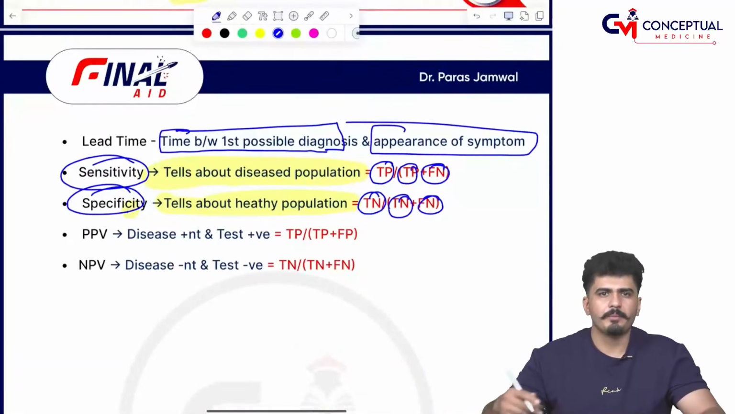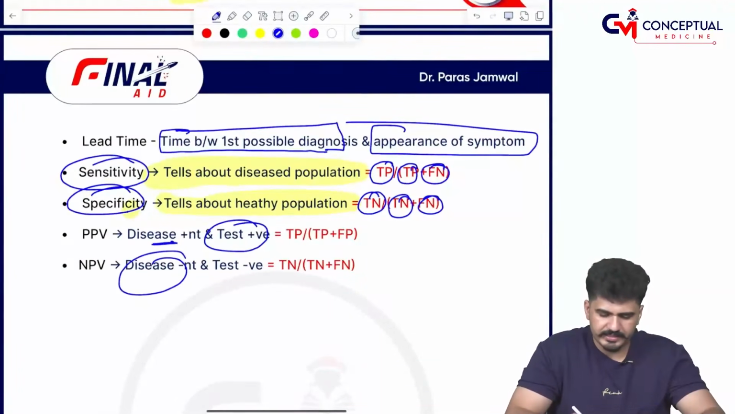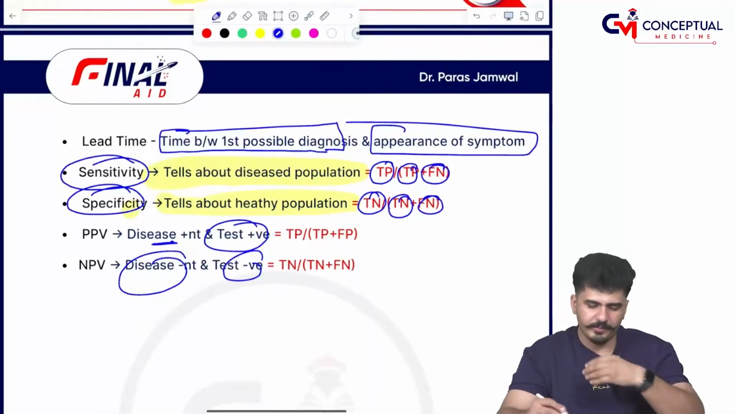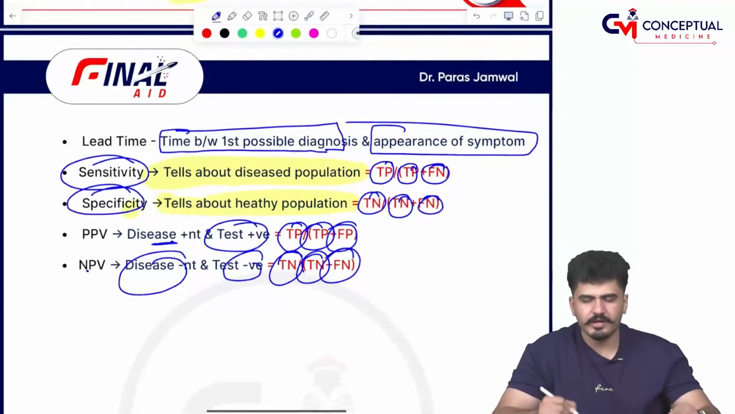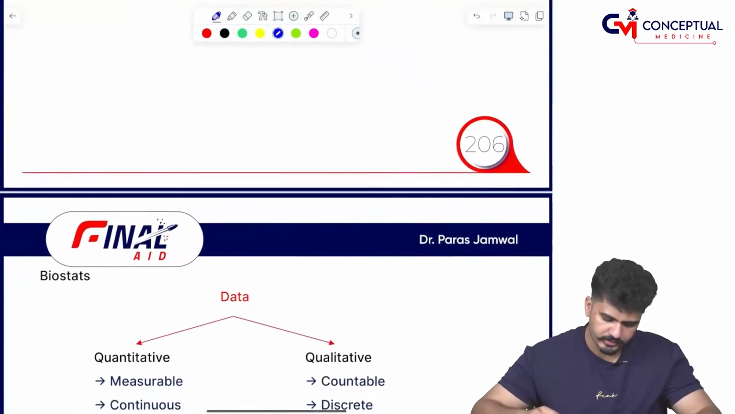false positive. Positive predictive value: disease is present, test is positive. Negative predictive value: disease is absent, test is negative. So in this everything will be true positive, false positive, and in this true negative, false negative. So this is how you have to remember these four formulas also, sir.